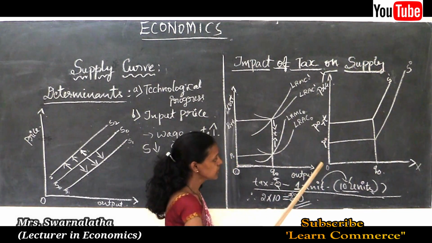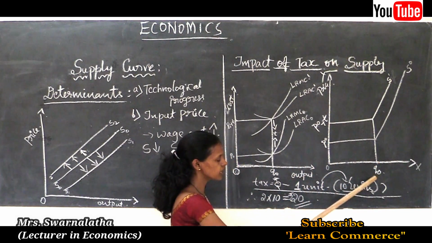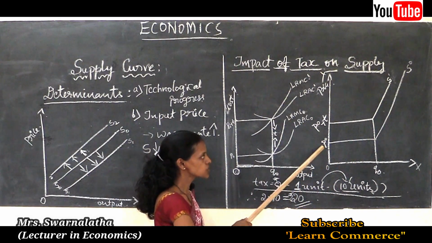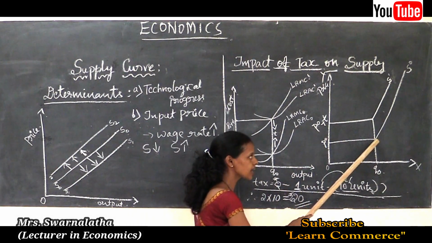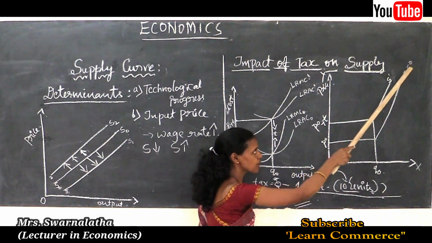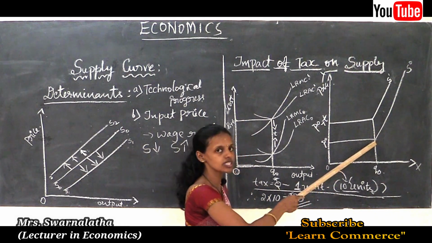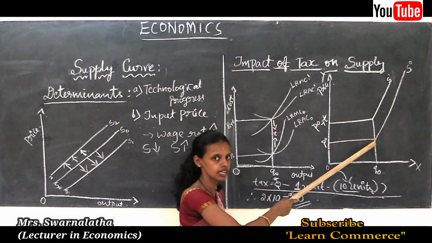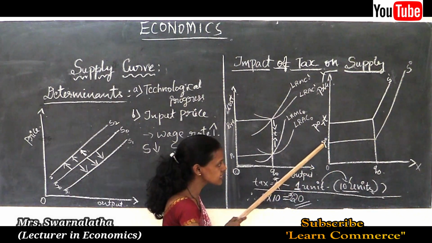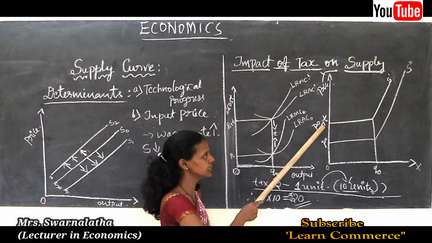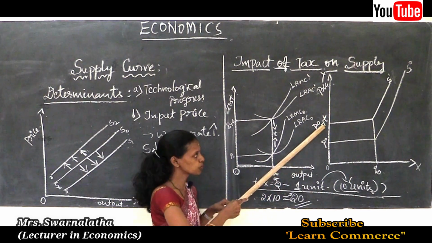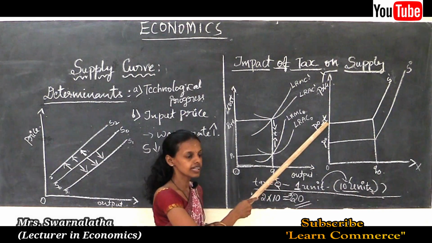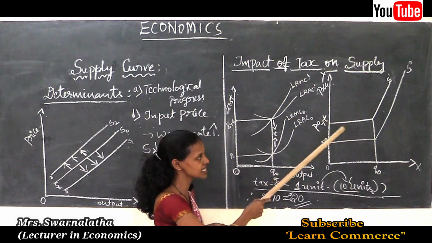As we see here, OQ0 is the level of output produced at the OP0 price level. So it leads to supply curve S naught. Supply is high in the initial stage because in the initial stage there is no tax imposed by the government per unit of sale of output. Then P naught plus T, where T denotes the tax imposed by the government per unit sale of output.